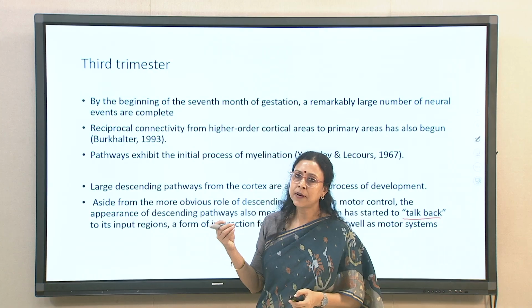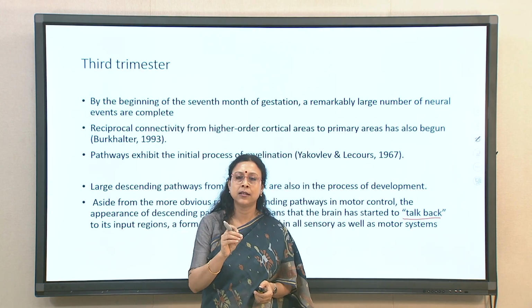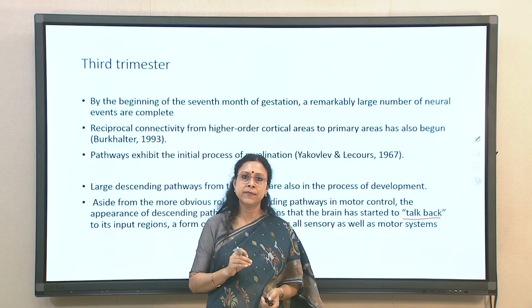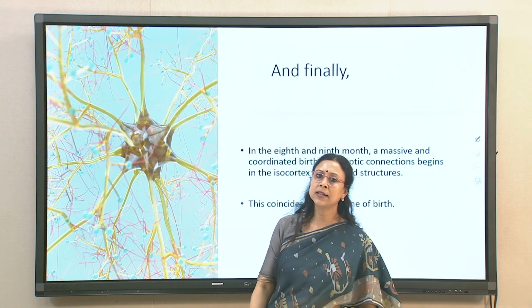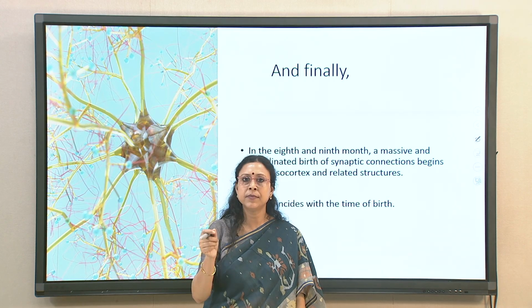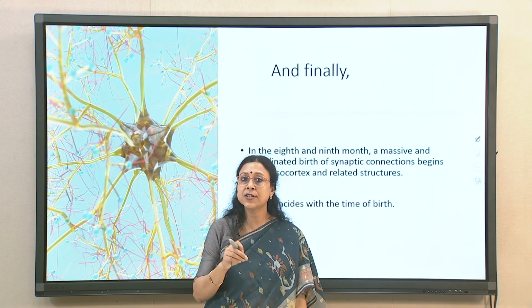So, a form of interaction found in all sensory as well as motor systems. The input from the visual apparatus goes to the first domain, and from there it goes to the cortical region, visual cortex and so on. So, that is what we mean here. And finally, in the 8th and 9th month, a massive and coordinated birth of synaptic connections begins in the isocortex and the related structures. The synapses, all of you know, are the connections between neurons. So, that synaptogenesis happens, and this just coincides with the birth.